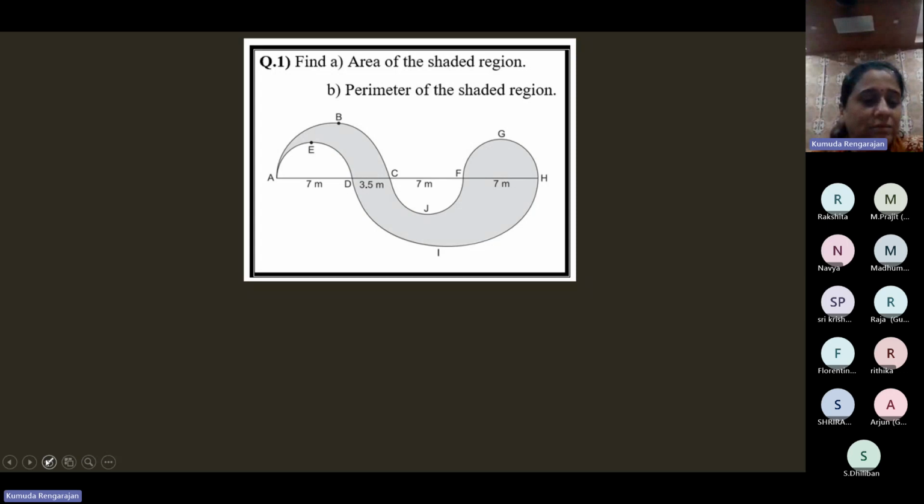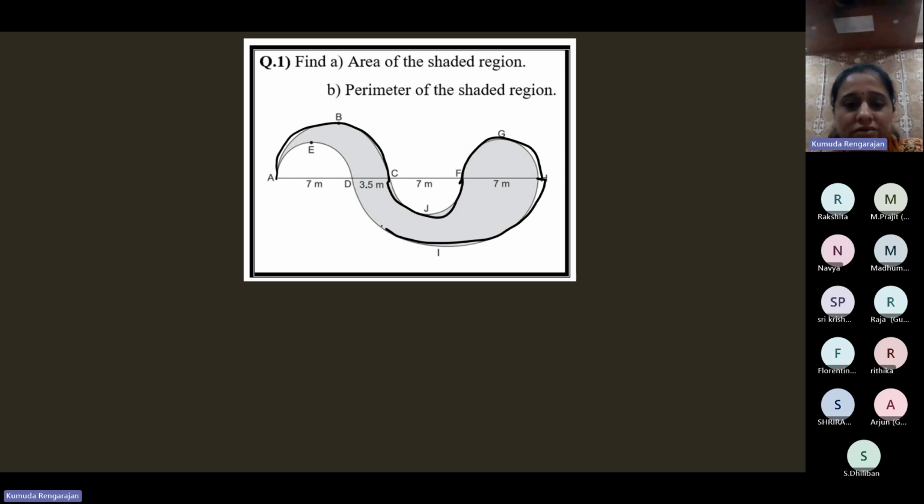So again, here to find the perimeter, go along the boundary. It is the length of this semicircle plus the length of this semicircle plus the length of this semicircle plus the length of this semicircle plus the length of this semicircle. All are semicircles here. Even if it might not be given to you, then what else can we assume? They are all semicircles.